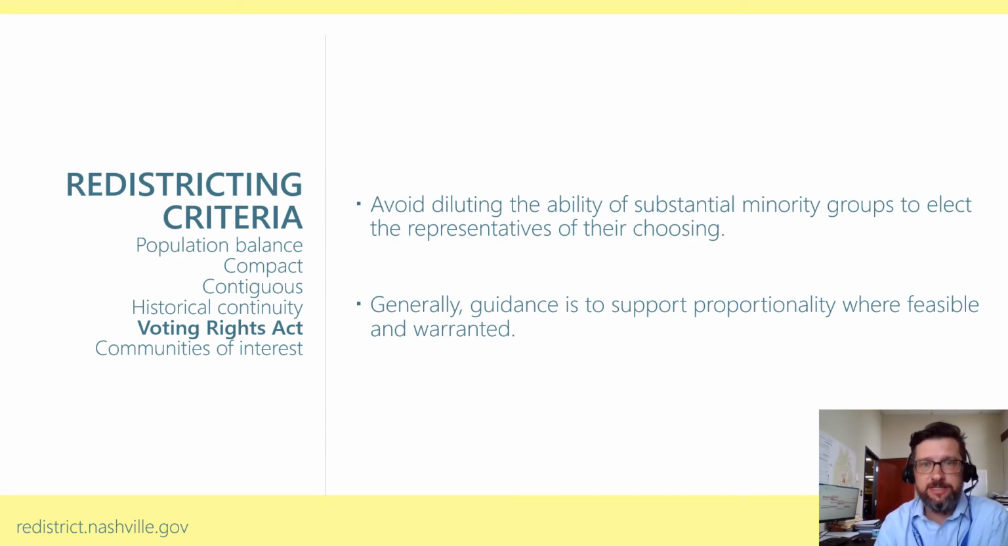Section 2 of the Voting Rights Act requires that redistricting avoid diluting the ability of racial, ethnic, and language minority groups to elect the representatives of their choosing. Generally, this means that we are to support proportionality between the population and elected officials where feasible and warranted. That is, our district lines should not be drawn in a way that protected groups are split up so that they are underrepresented on the council or school board.